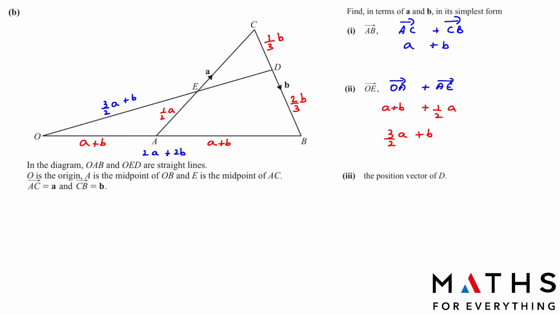Therefore, the position vector of D: OD is equal to OB plus BD. Here I've added a plus b and a plus b, that gave us 2a plus 2b. And BD, because we are going the other way, DB is 2/3 b, so BD will be negative 2/3 b. This will give us 2a plus 4 over 3 b. So that's the position vector of D.